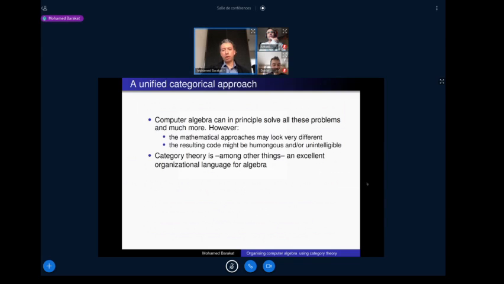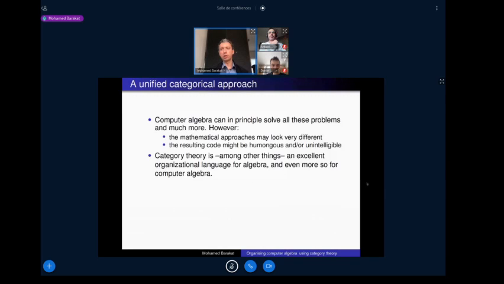And category theory is, among other things, it's much more than this, but it's also an excellent organizational language for algebra. And you read in my abstract that I view algebra as the mathematics of mathematics. So maybe category theory is then the mathematics of algebra. So it's the mathematics of the mathematics of the mathematics. And even more so for computer algebra.